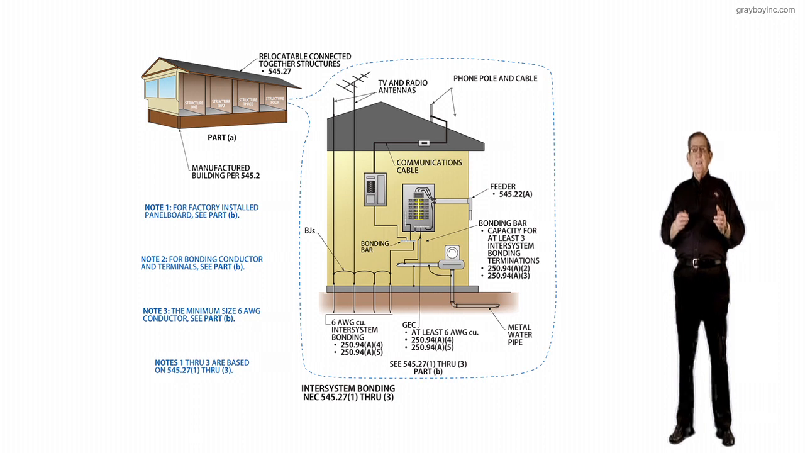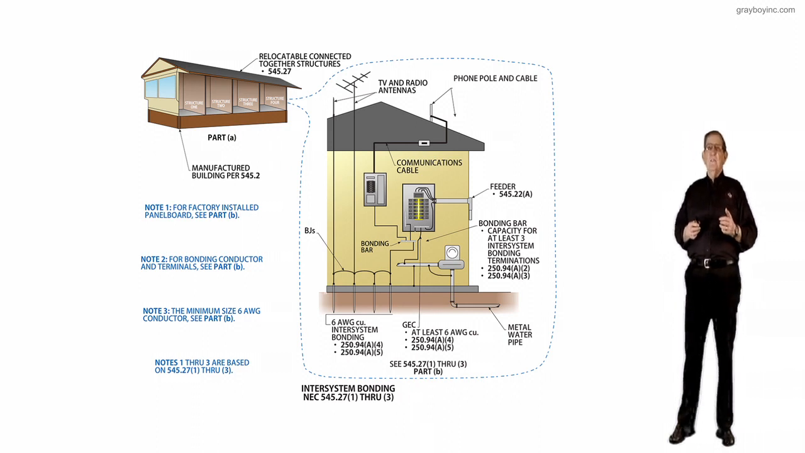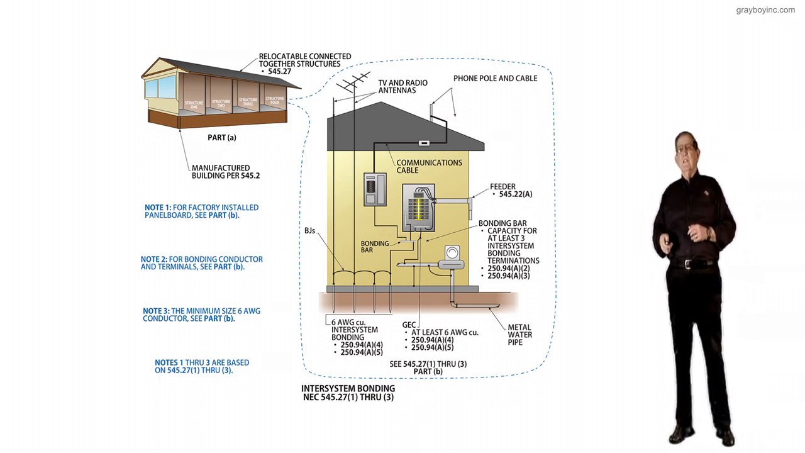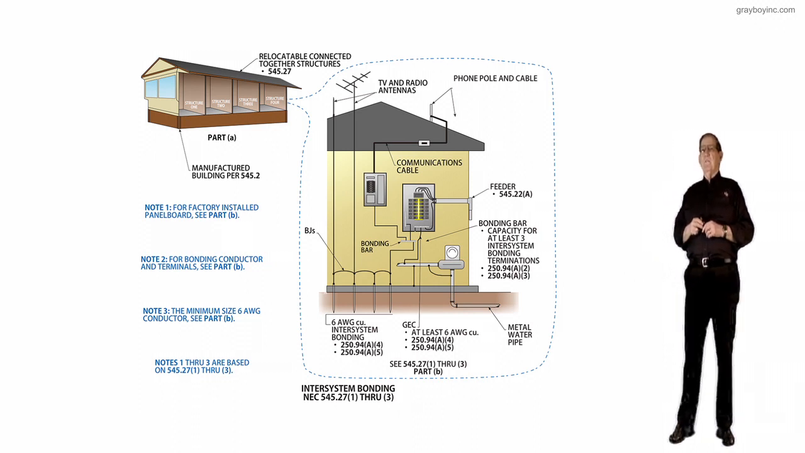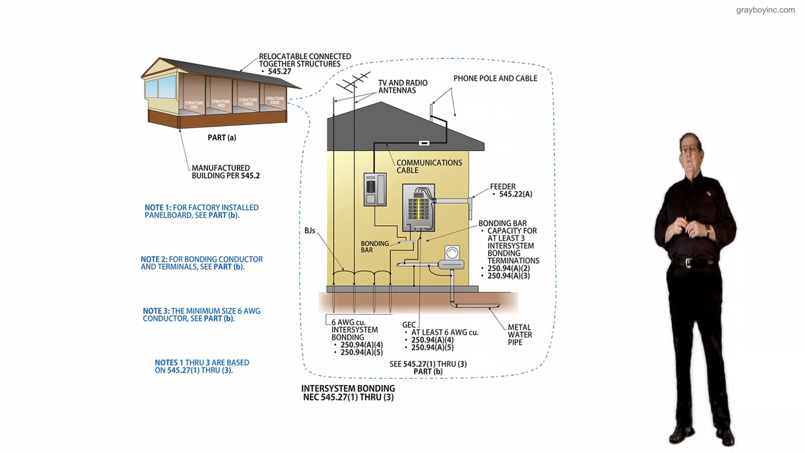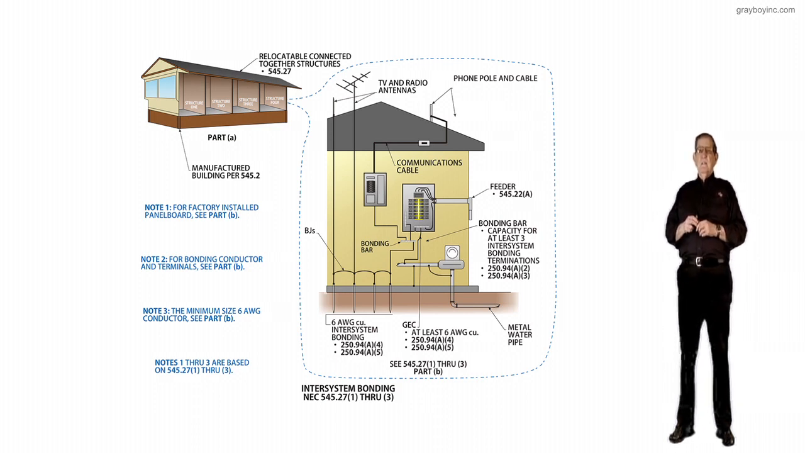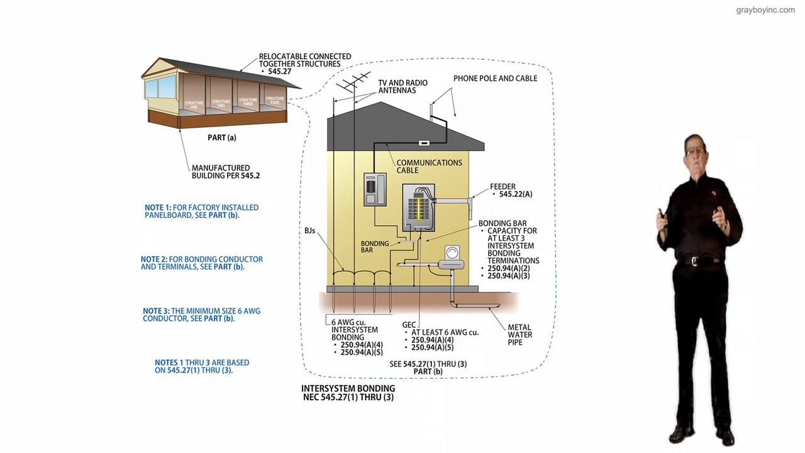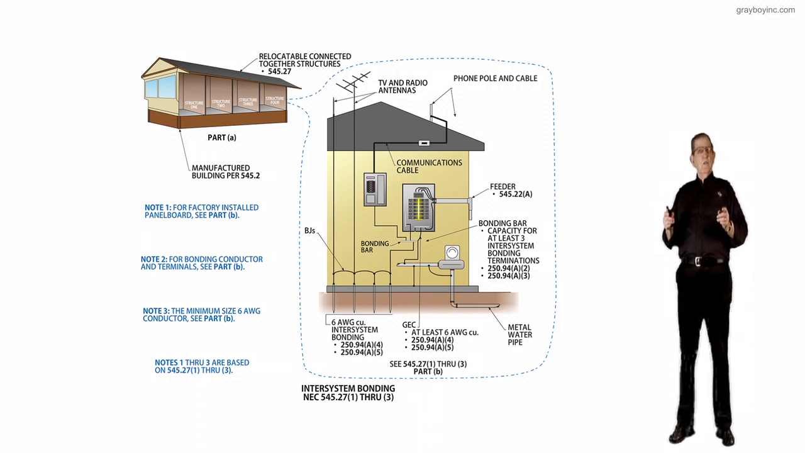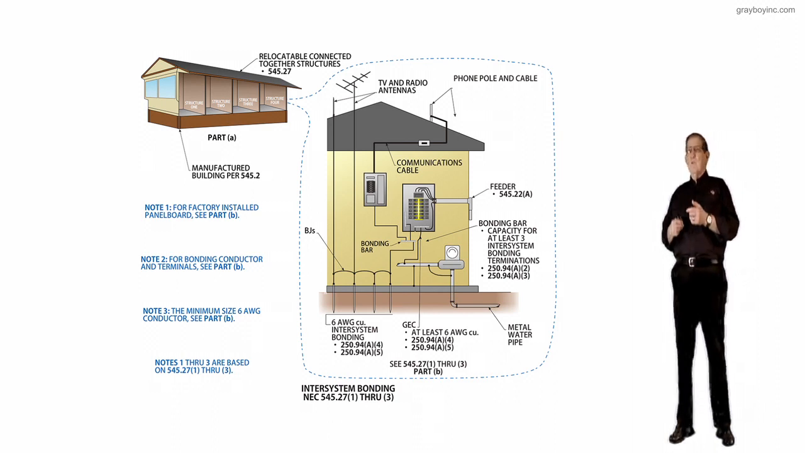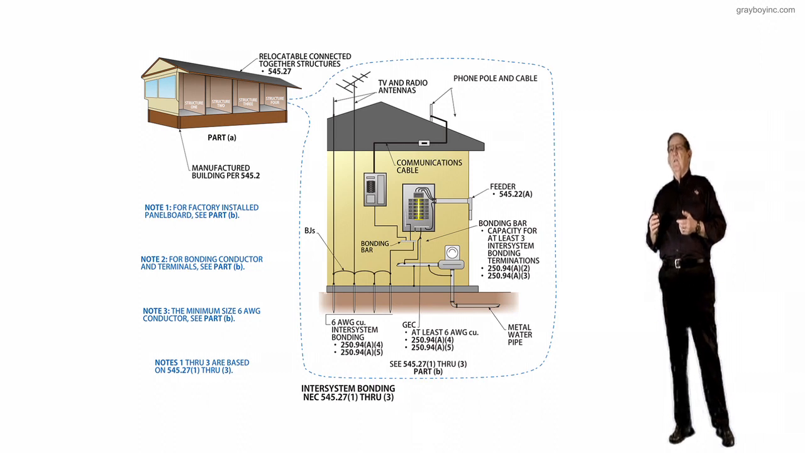So Part B of 545 kind of deals with this, but you can also get a good handle on it by looking at the Part B in 545.27 items 1 through 3. Now, what they're calling out here and what this new section is saying, you still have to provide an inter-system bonding jumper, even though this structure could be relocated based upon where you were using it.